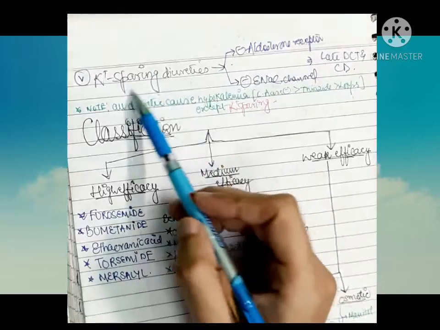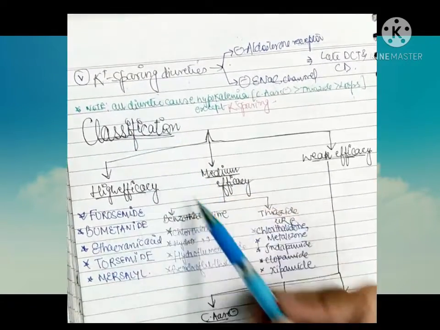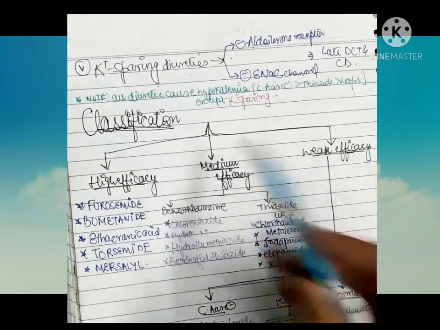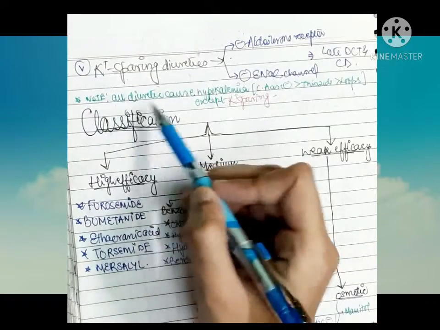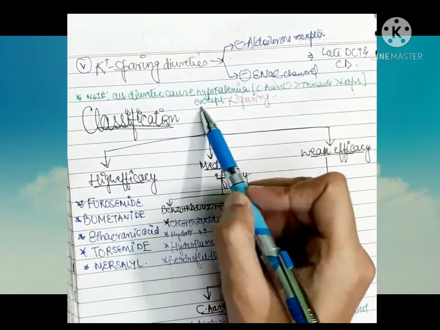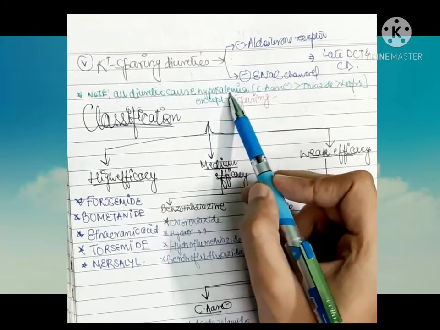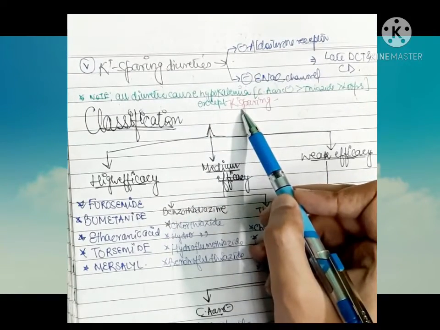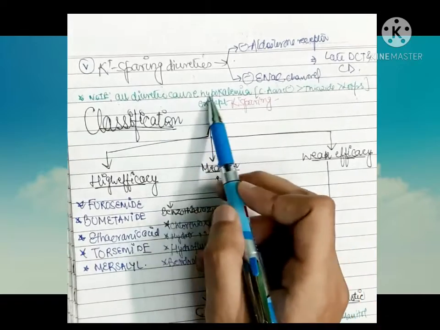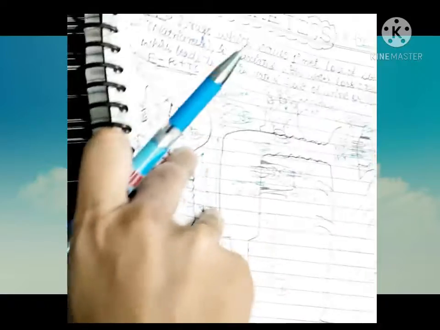I have already told you about potassium sparing. And there is a note I have written here: all diuretics cause hypokalemia, except potassium sparing. Why do potassium sparing diuretics not cause hypokalemia? Let us understand.